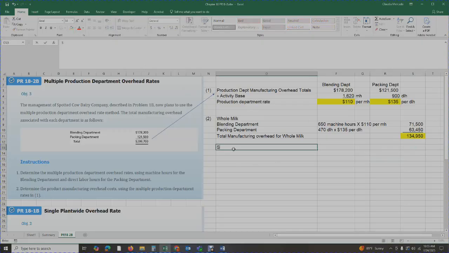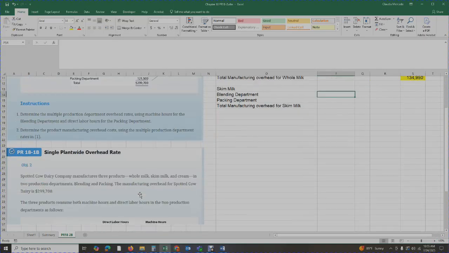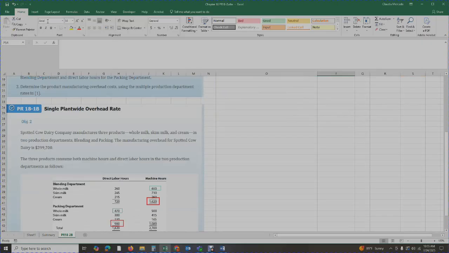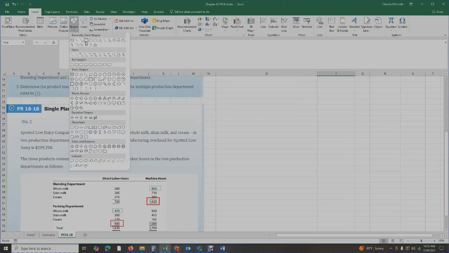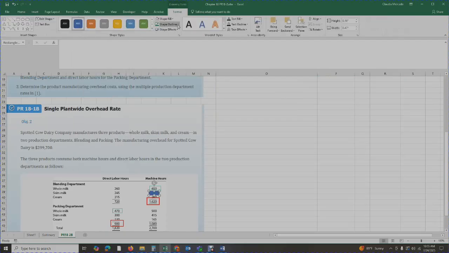We're going to repeat the same process. Now we're going to be doing skim milk. Okay, I'm going to just copy this and copy it down. And then I'll just change this so I can save some time. Skim milk. Okay. So let's now look at the skim milk for the blending department. Okay, so skim milk, we're going to go ahead and look over here at skim milk. We've got 710.